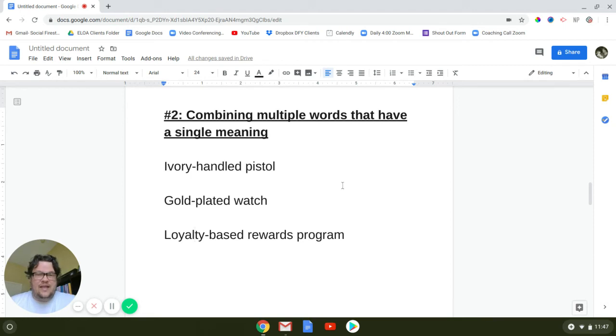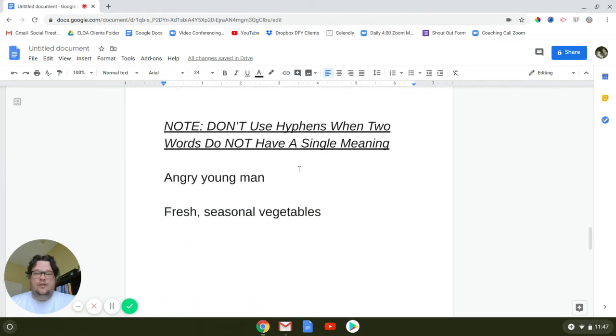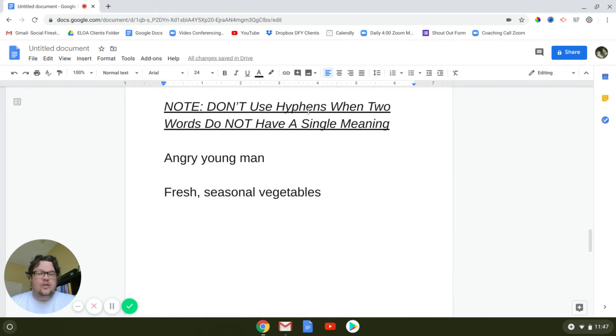Now, having said that, it's important to remember you can have sentences with two adjectives and you do not combine them with a hyphen because they're saying separate things. So you don't always want to use a hyphen. These are examples here. You don't use hyphens when there are two words that do not have a single meaning, right? When you say the phrase angry young man, these are both things that can be separately true. This man is young and this man is angry, right? So since these are separate definitions that both apply to the noun, you don't put a hyphen in between because angry young is not an idea, right?